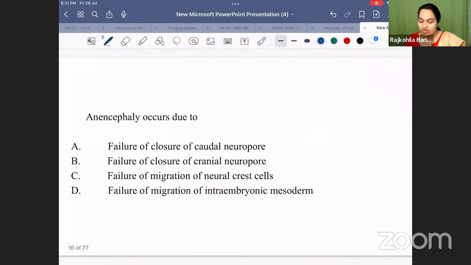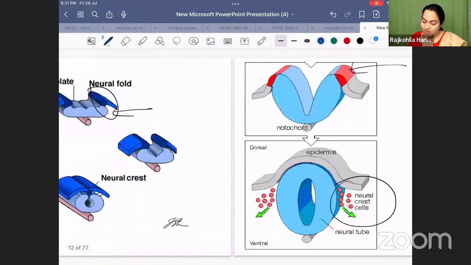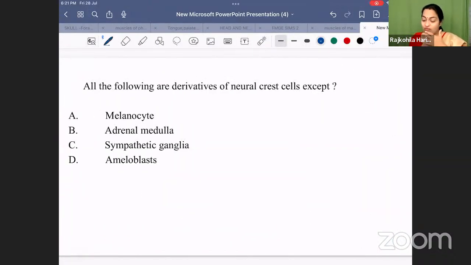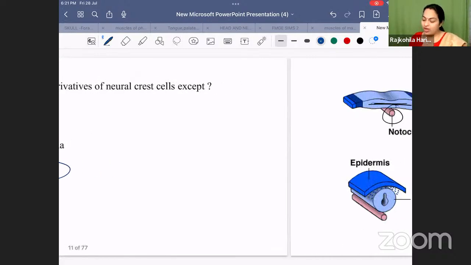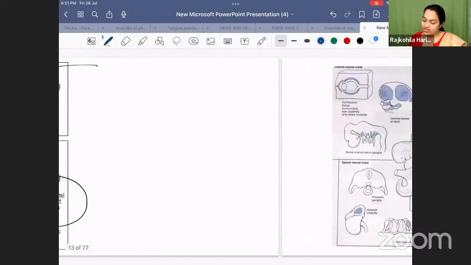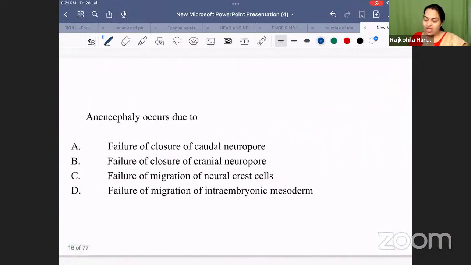Coming to the next question. So what was the answer? Sorry for the previous one. Derivatives of the neural crests are all except the ameloblast, they don't come from the neural crests, but from the surface ectoderm. Now, coming to the second MCQ related to development, anencephaly. I've just put two questions in development. Anencephaly occurs due to, yes.